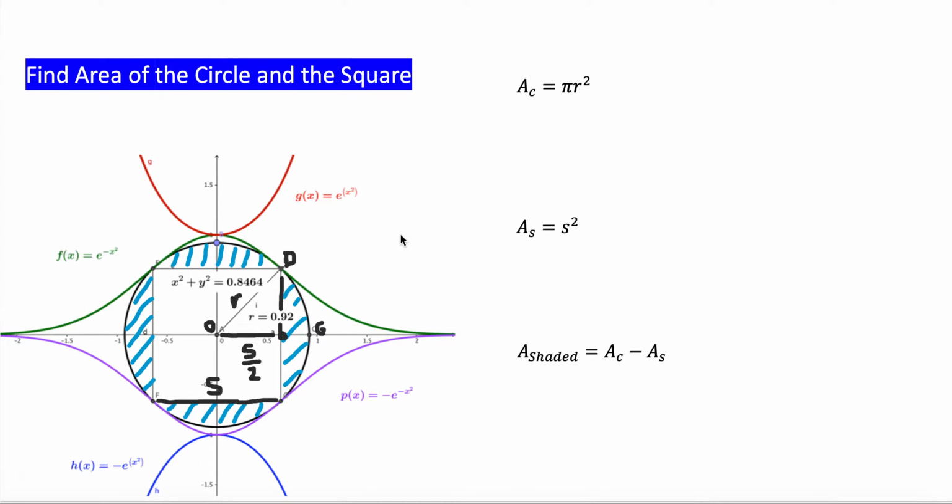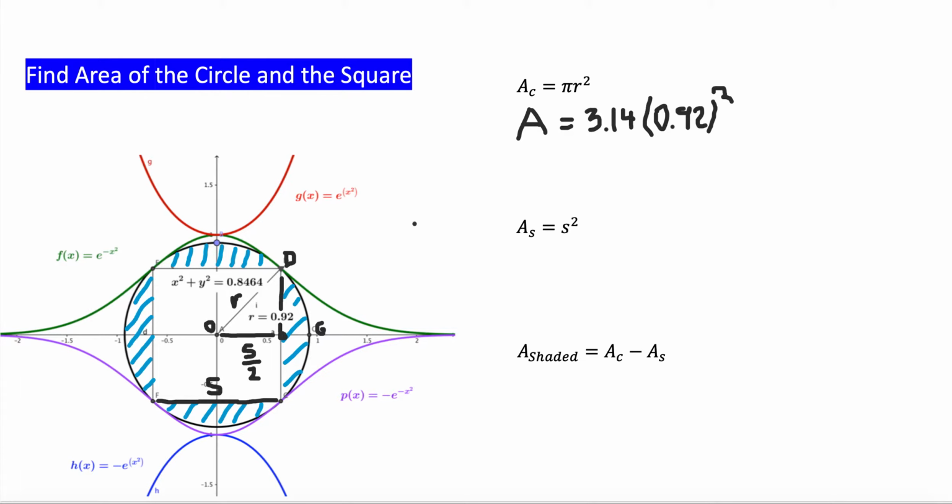First of all, let's substitute the r. What is the value of the r? Let me take out the pen here. The surface area of the circle A is equal to pi, and let's approximate pi with 3.14, times r squared. We already know it's 0.92, everything in square.